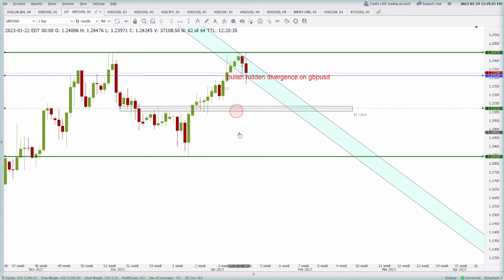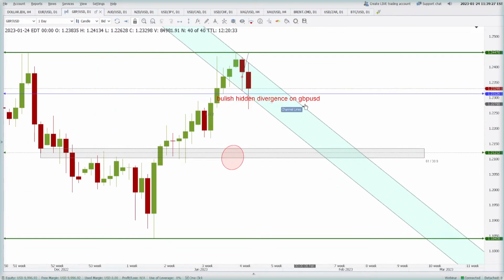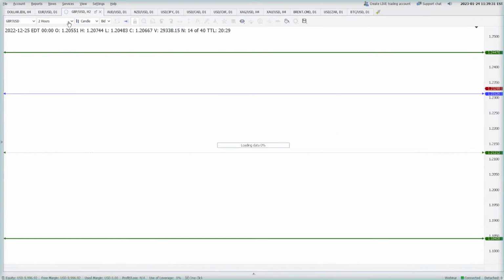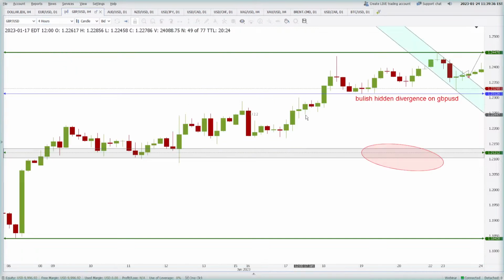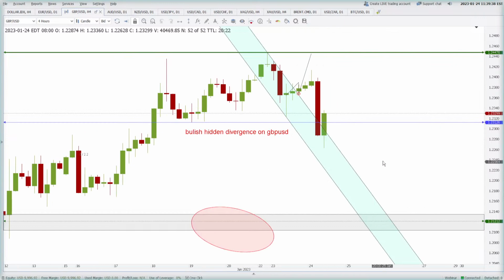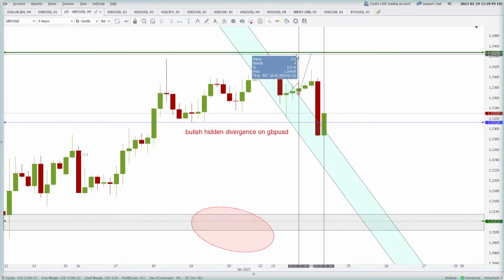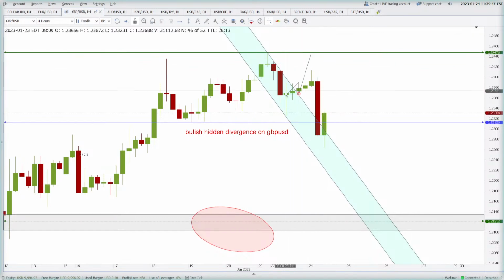Talking about the Great Britain pound, bullish hidden divergence on GBP USD. I think it was on the 4 hour. Let me check. So yes, with this candle forming here, it was like 6 candles before. So this was the candle. With this candle, we had said that there was a bullish hidden divergence on GBP. When we say bullish hidden divergence, it means the price will continue going upwards.